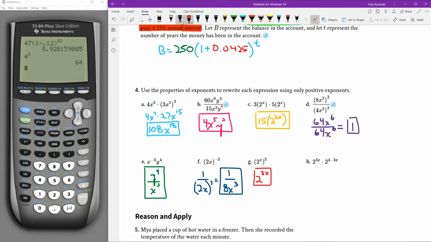These both have the same base, 2 and 2. So what are we going to do? We're going to add their exponents. So 3x plus 4 minus 3x. But that can be simplified because there's like terms. 3x minus 3x is 0, so it's just 2 to the 4th. And 2 to the 4th is 16. So that original ugly, ugly expression actually just equals 16.